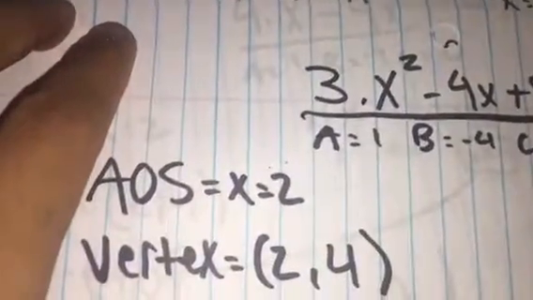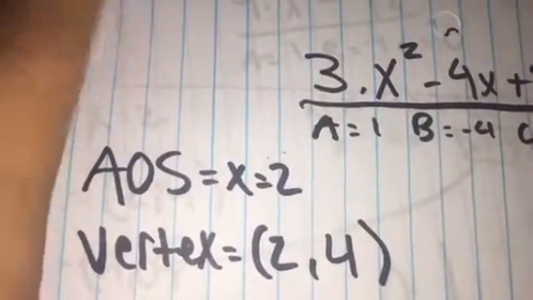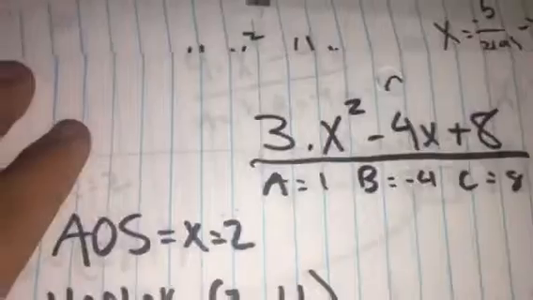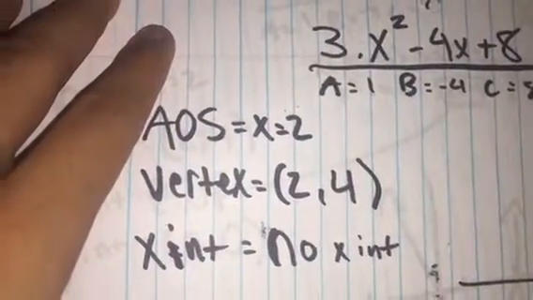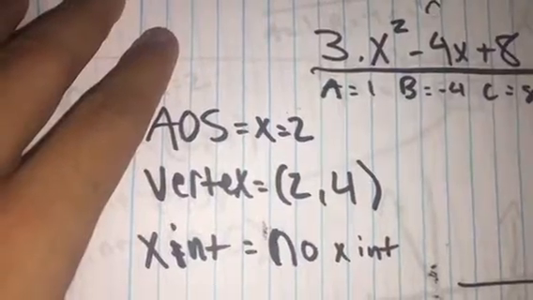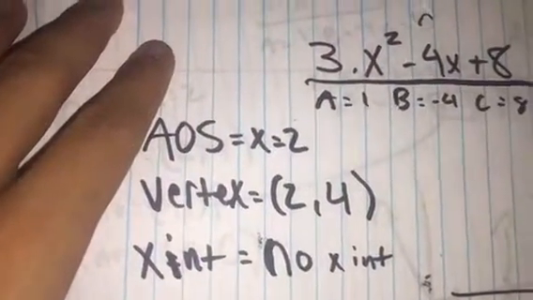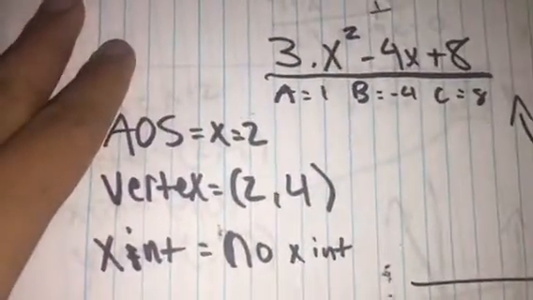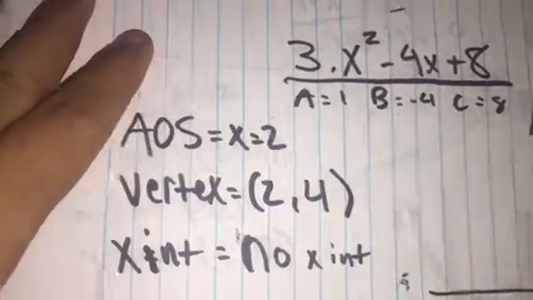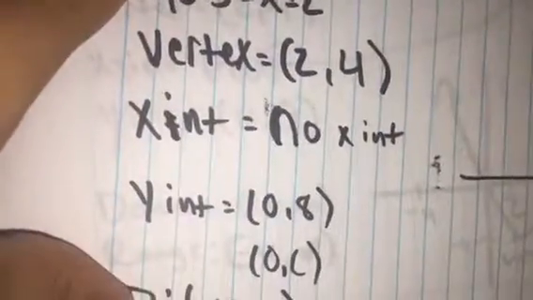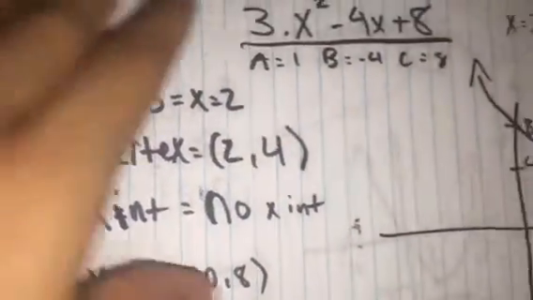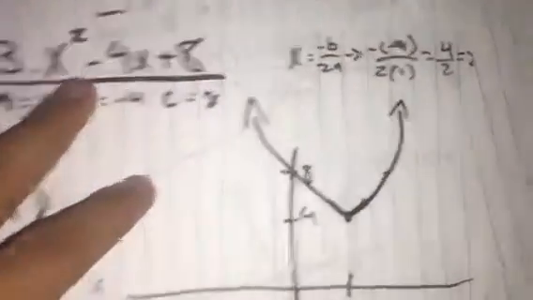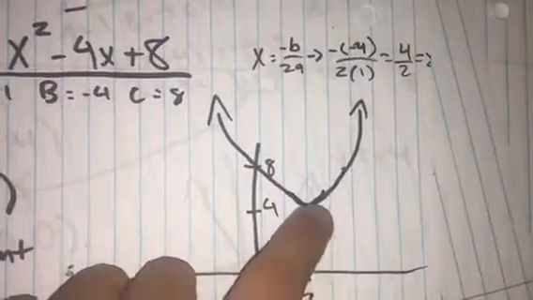So now we know our vertex is on x equals 2, and obviously the y of the vertex is 4. For this one, there's going to be no x-intercept, because if you factor it out or put it in the calculator, you end up not getting any x-intercepts. But your y-intercept would be 0, 8. So you go over here and plug that in: 2, 4.